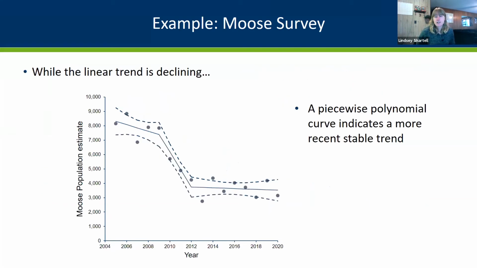But while the linear trend is declining, if you fit a more complex piecewise polynomial curve, it indicates a decline and then a more recent stable trend. So the interpretation of the data can be quite different based on the analysis methods and how you look at it.